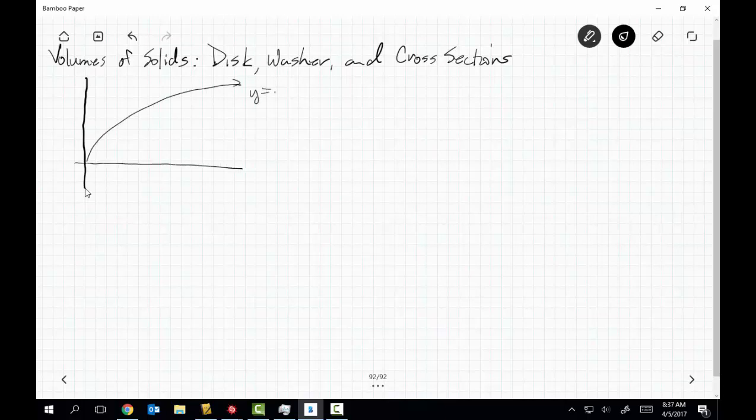I've got y equals root x. And we already know how to find the area under the curve, right? If I want to find the area, it's pretty simple. Let's make it interesting. Let's just go from, I don't know, 0 to 9. So we'll make this 9, we'll make this guy 0.